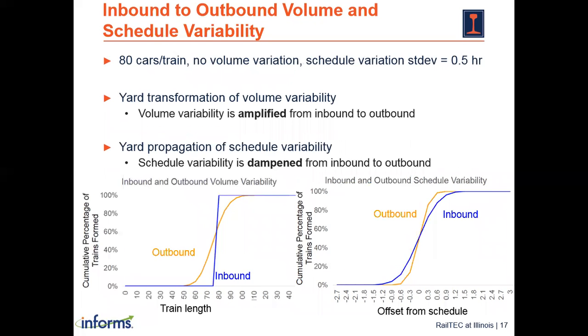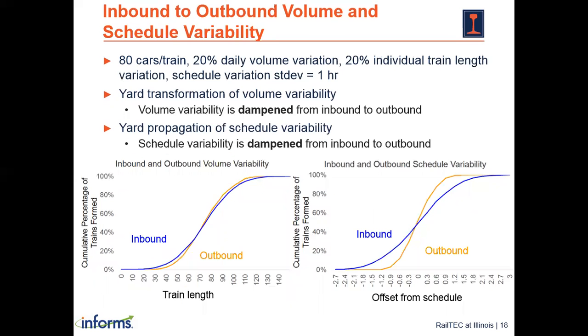Similarly, fix the volume variation and add deviation to the inbound arrival time. The volume variability is amplified from inbound to outbound, while the schedule variability is dampened from inbound to outbound. A similar surmise can be made that inbound schedule flexibility can also contribute to the outbound train length variability.